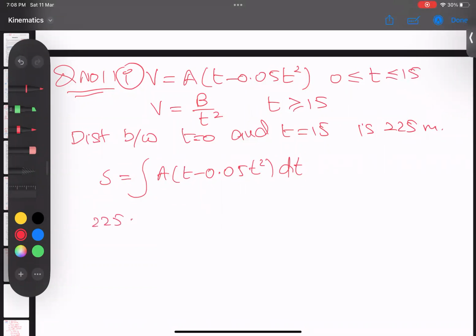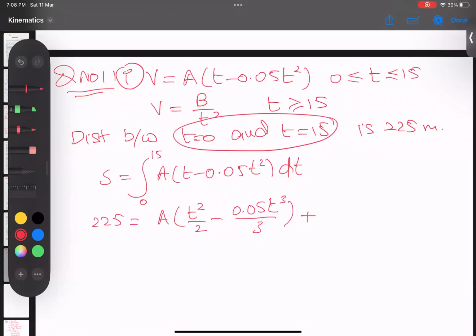And what is the rule of integration? All of you know: increase the power by 1 and divide by the same. So t to the power 3 by 3. And must I write c? Sorry, no need of writing c. Why not, sir? Because the starting time is 0 and the ending time is 15. We know the time. So I will plug in 0 to 15. This is the way to deal with it.